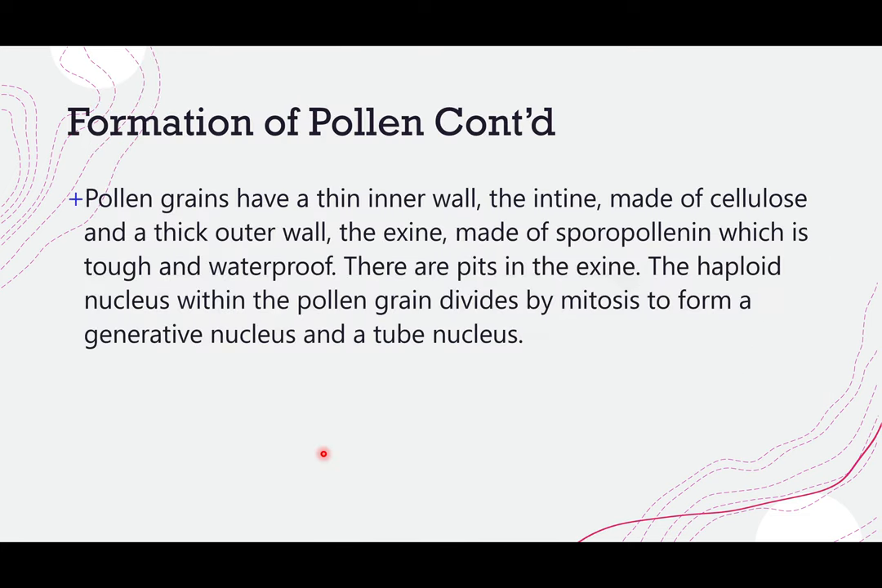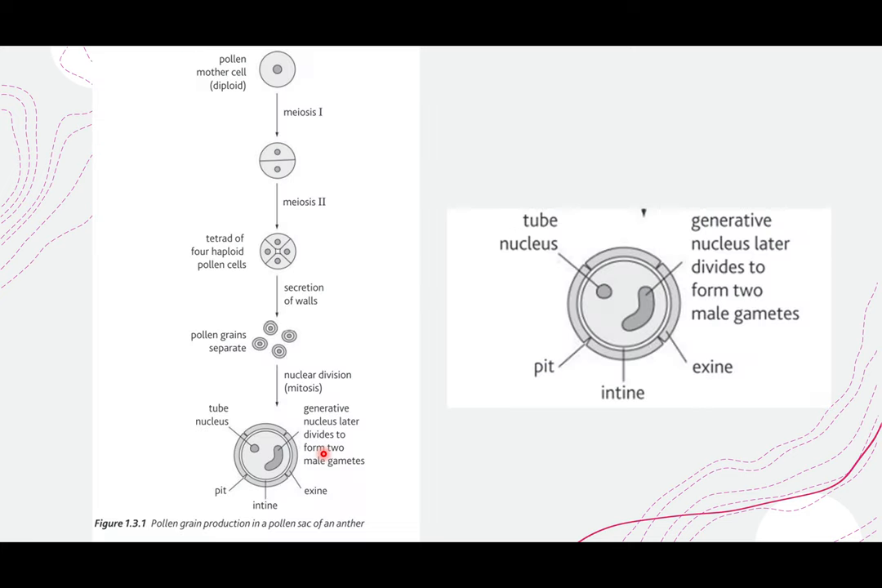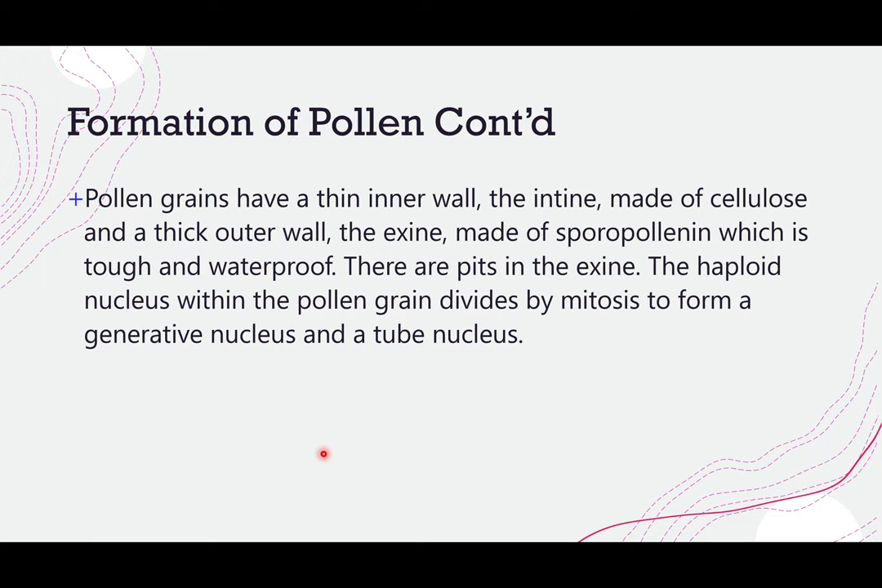So the formation of the pollen. Pollen grains have a thin inner wall that we call the intine, made of cellulose, and a thick outer wall, which is the exine, made of what we call sporopollenin, which is actually one of the toughest biological materials that we see within this realm of biology. So it's tough and waterproof. There are also pits within the exine, and we're going to look at why the pits are there. They help with germination, so you can actually split the exine open. And the haploid nucleus within the pollen grain divides by mitosis to now form the generative nucleus and our tube nucleus.